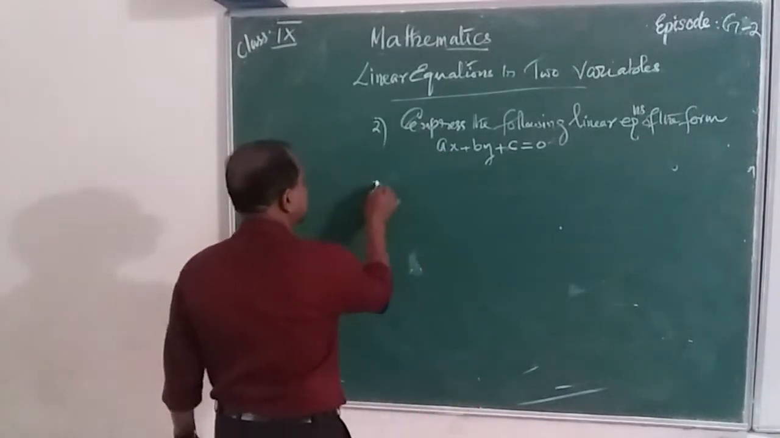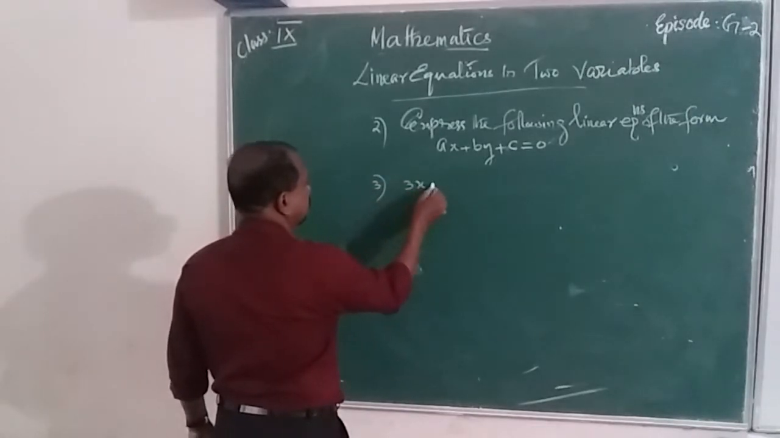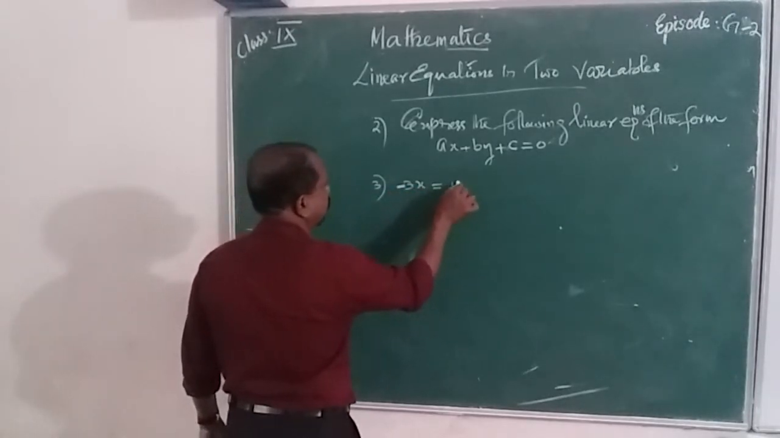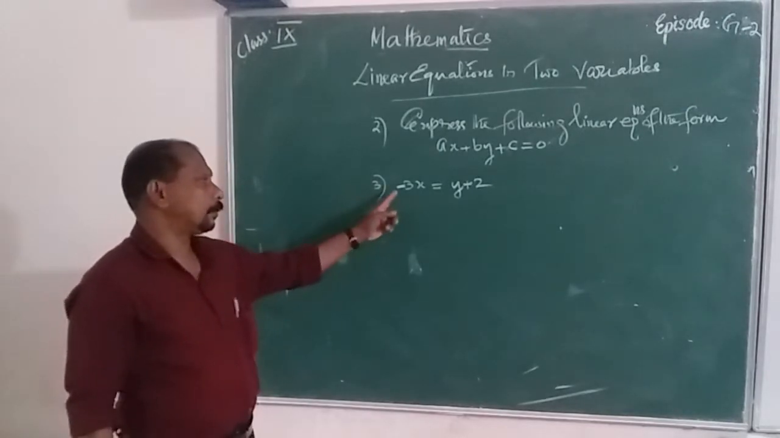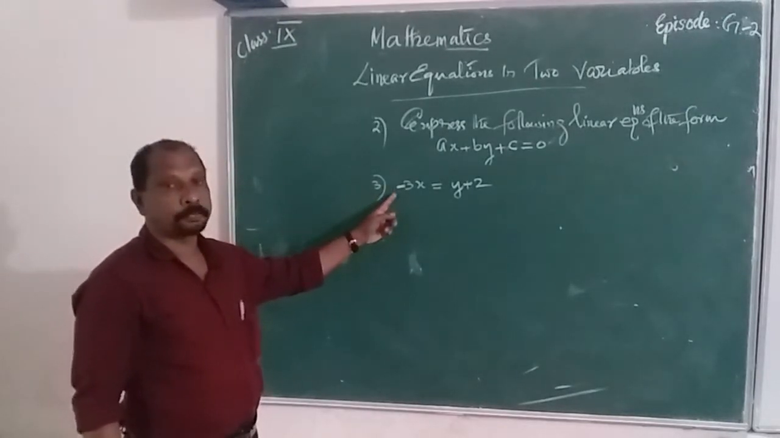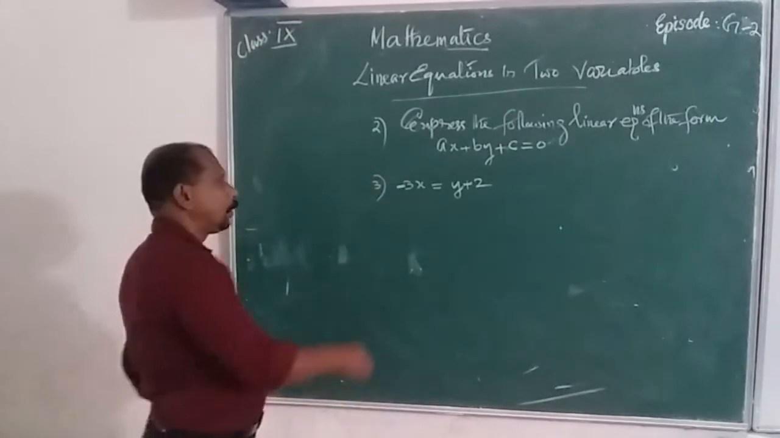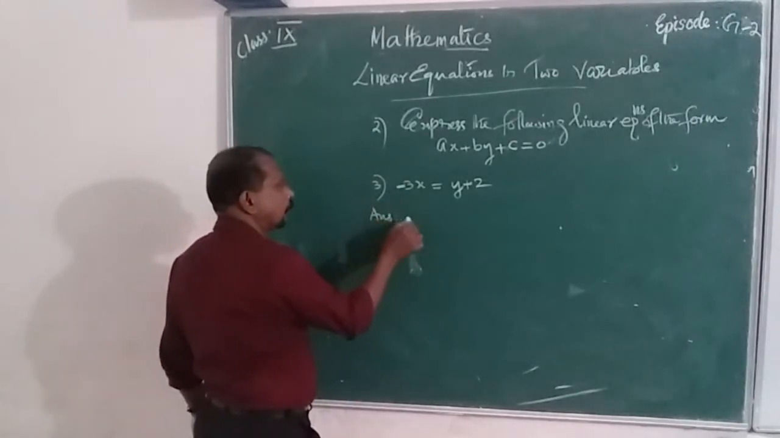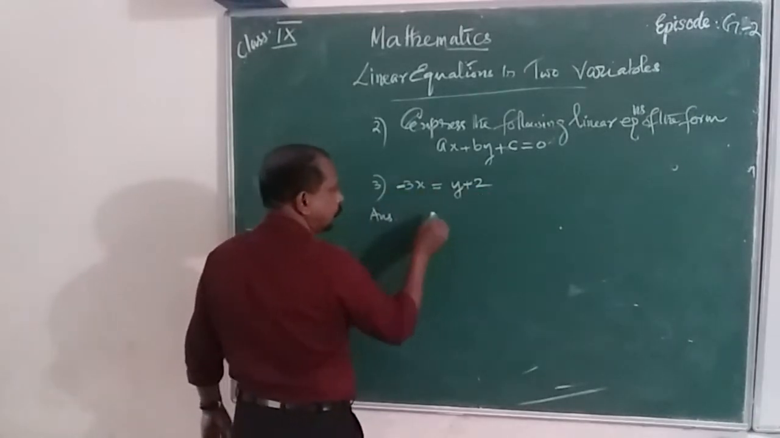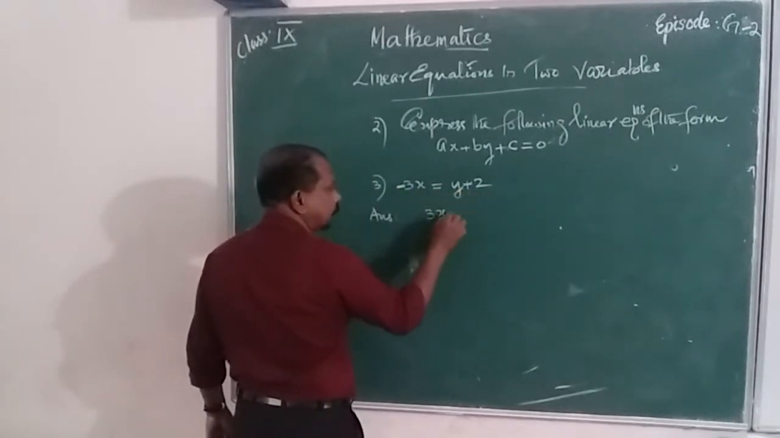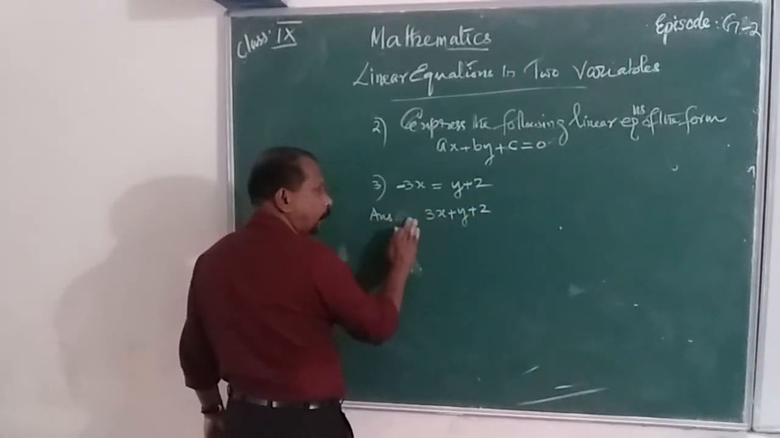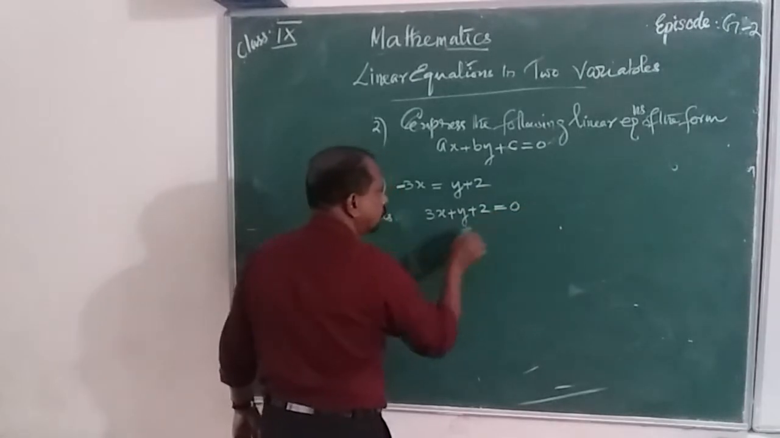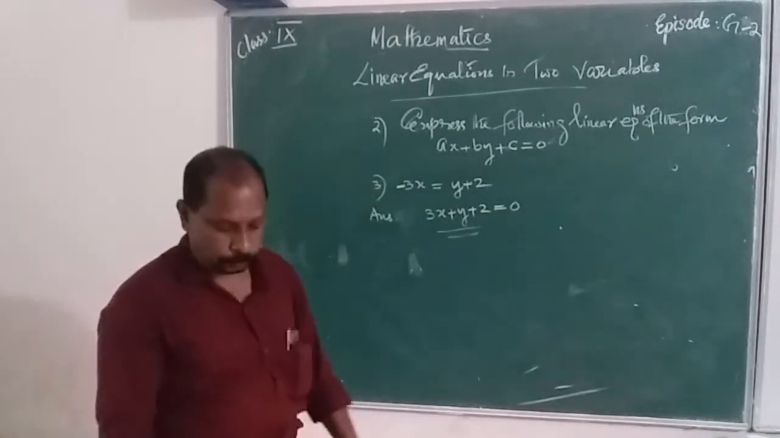Third one is minus 3x is equal to y plus 2. In this case, minus 3x is changed into plus 3x. Therefore, shifting this, minus 3x goes to the right. That is 3x plus y plus 2 is equal to 0. This is the answer.